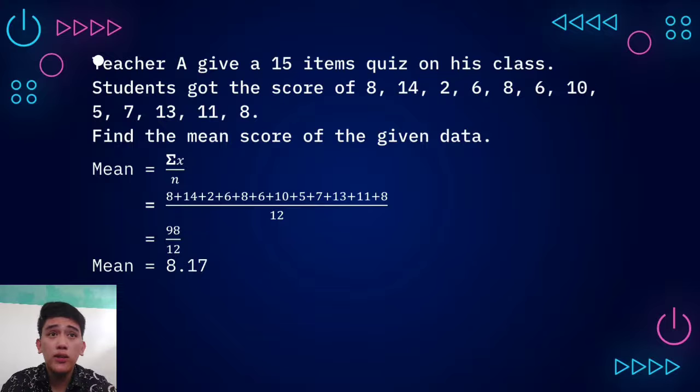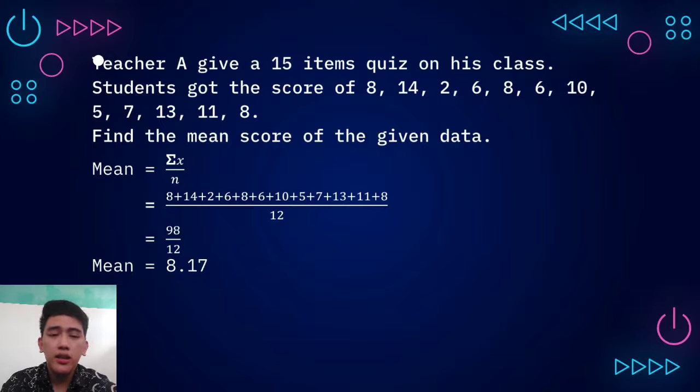Mean is equal to the summation of x over n. Una natin gagawin is kukuwentahin natin ang sum ng given values. Yung x, i-substitute muna natin ang mga given values. And add 8 plus 14 plus 2 plus 6 plus 8 plus 6 plus 10 plus 5 plus 7 plus 13 plus 11 and plus 8 is equal to 98.